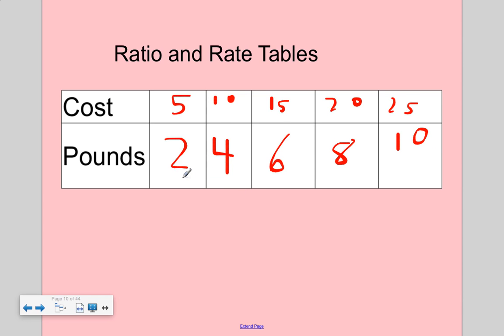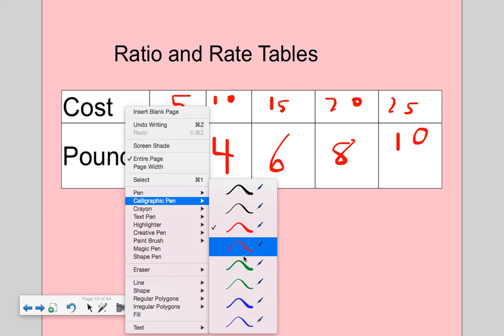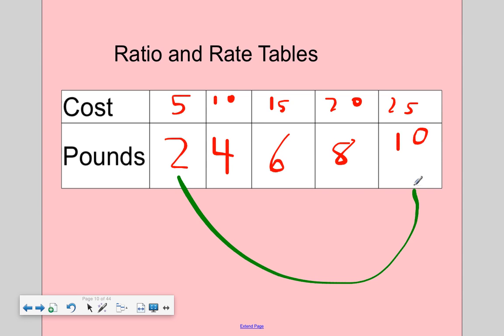To save time, imagine the question was this. Let me use a different pen color so I can show you it. Imagine the question was this. You needed to buy 10 pounds of meat. Do you want to skip count and make a table? Or do you want to save time? How can you scale forward from 2 pounds to 10 pounds?